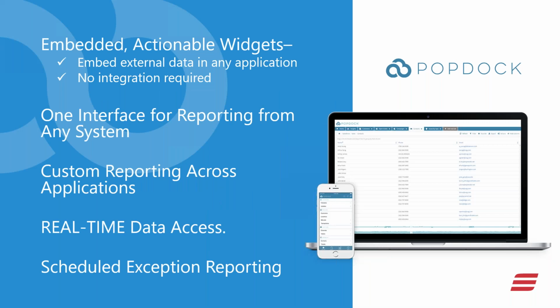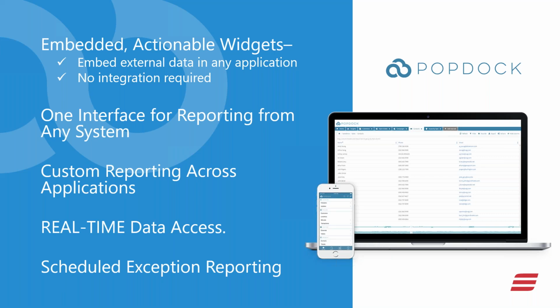Okay, so this talks about the 5 key features of PopDuck that we wanted to draw your attention to. The first one I just talked about, the ability to embed an actionable widget. When I say actionable, from CRM, a salesperson could put a customer on hold in Business Central. From Business Central, an account manager could execute an action on the CRM side. So these aren't just reports showing data, they give you the ability to interact with the data they're showing from the system you want to work in, not the system where the data lives today.